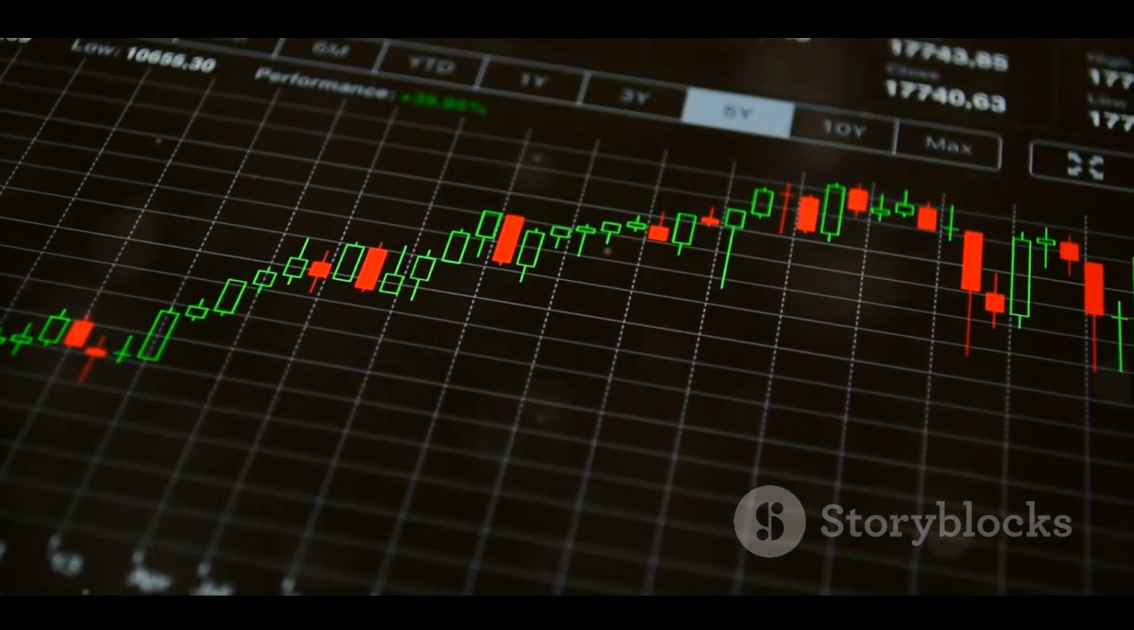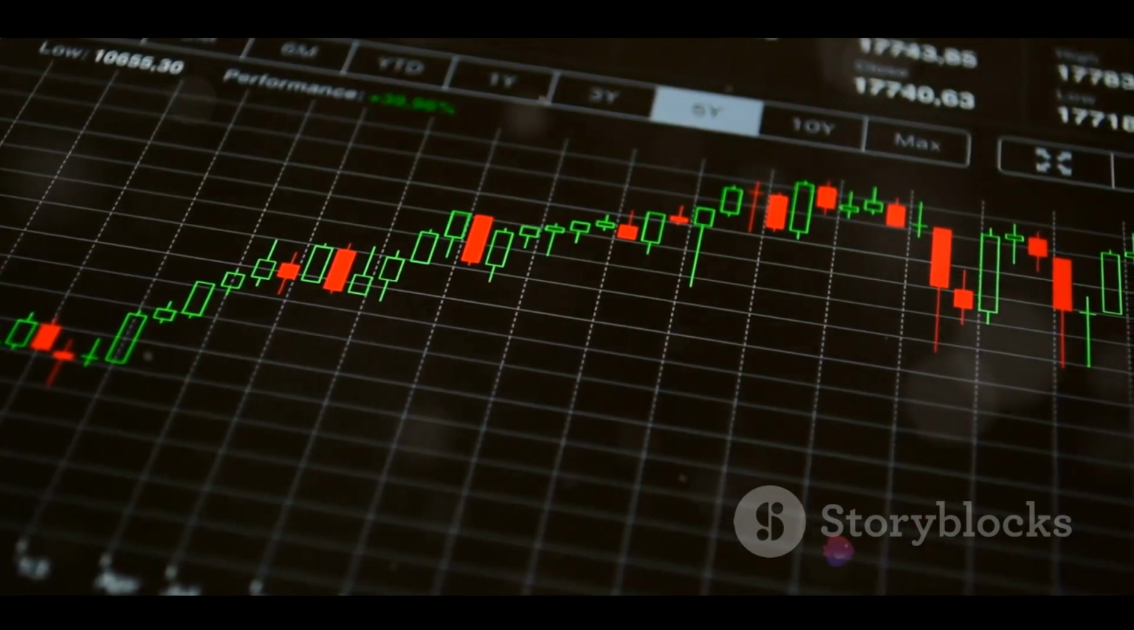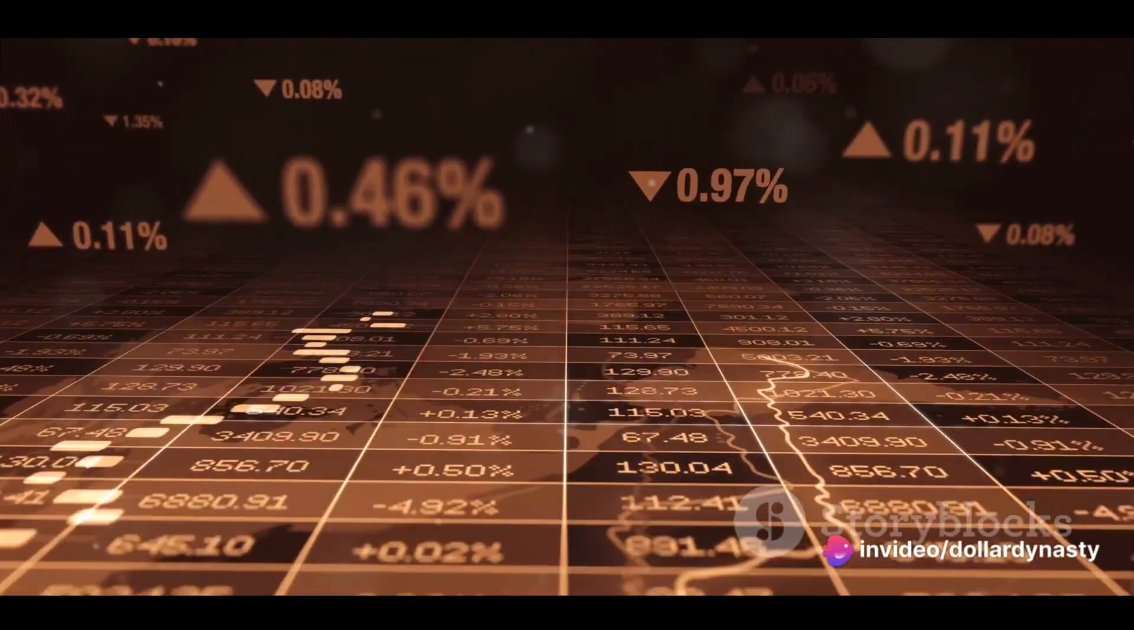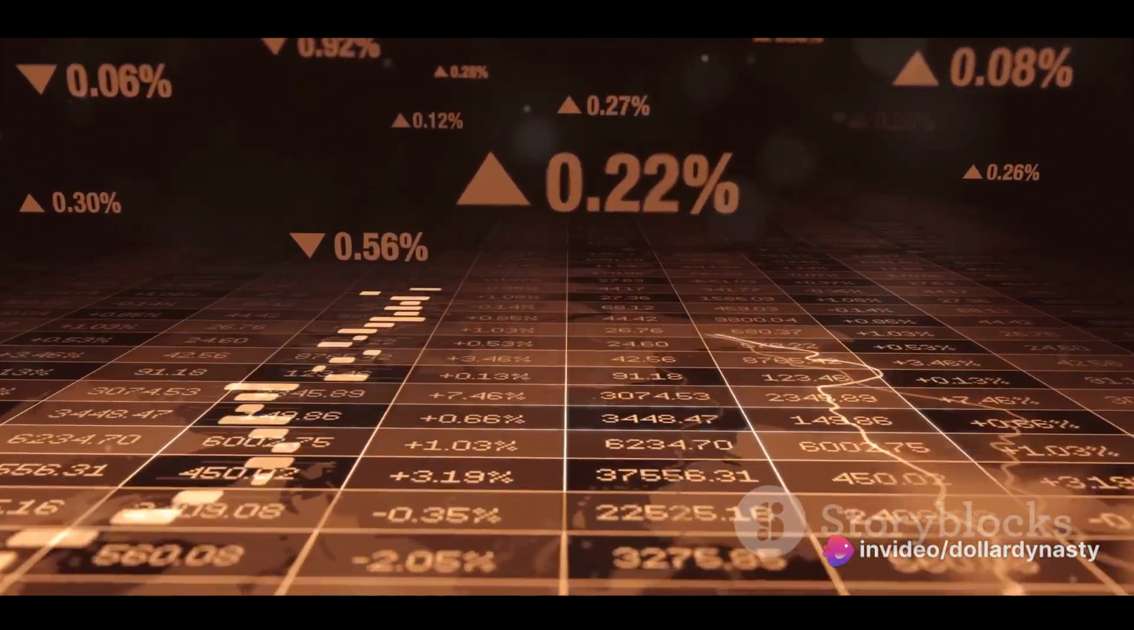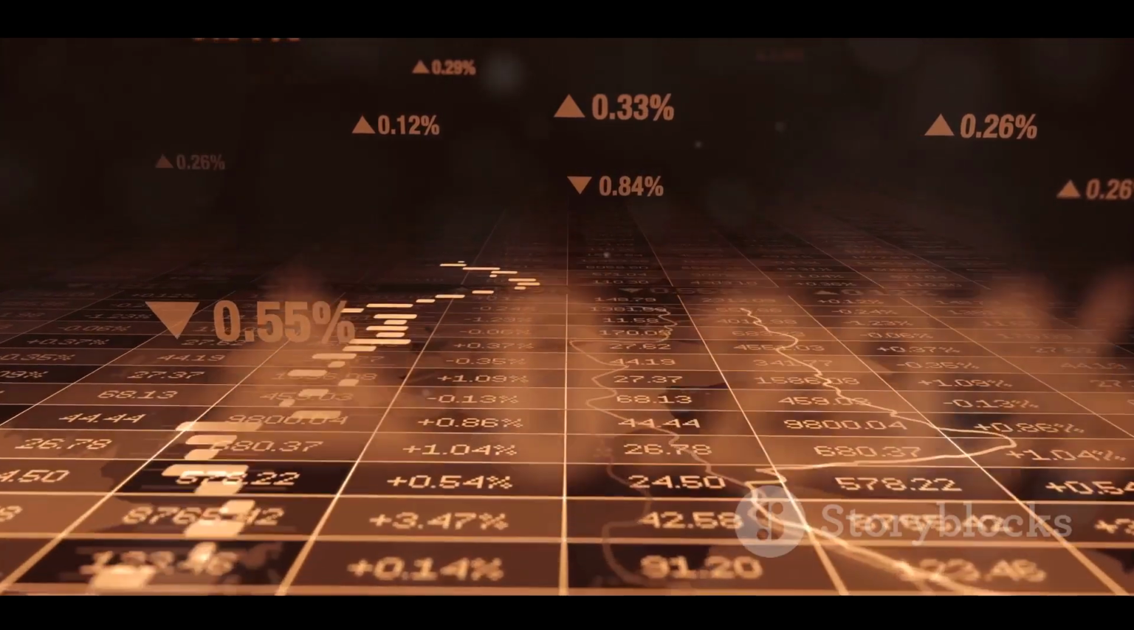But remember, high volume isn't always good. If the price line is moving downward and volume is high, this could indicate a sell-off. This means that a lot of people are selling their shares, which could push the price even lower. Price and volume are important, but there's more to a stock chart.